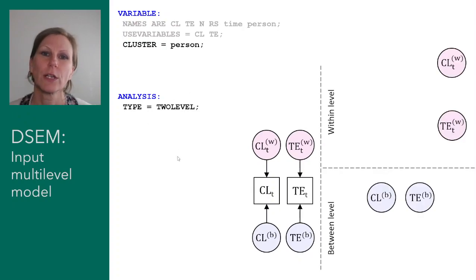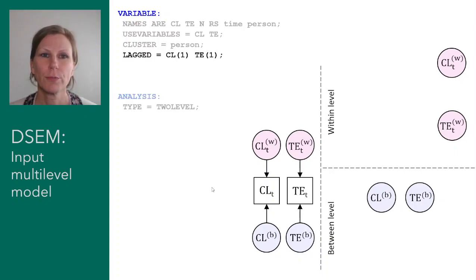This means that we can now specify a model at the within level using the within-person components that vary over time. And we can also specify a between-level model using the between-person components, which you can think of in this case as the means of the people on the different variables.